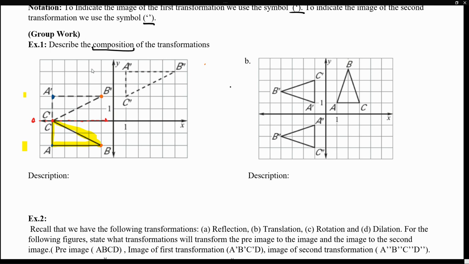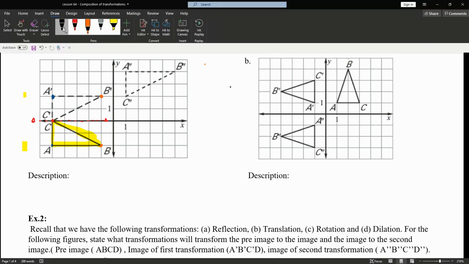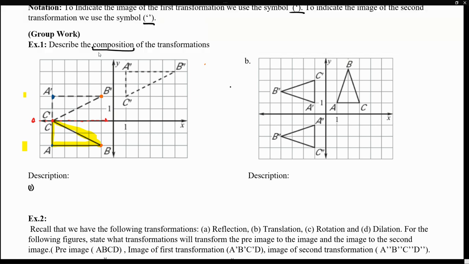So the first transformation that we did, we performed a reflection over the line. What would this be? Y equals 0, which is another way of saying the x-axis. So that's the first thing that we did on this object.